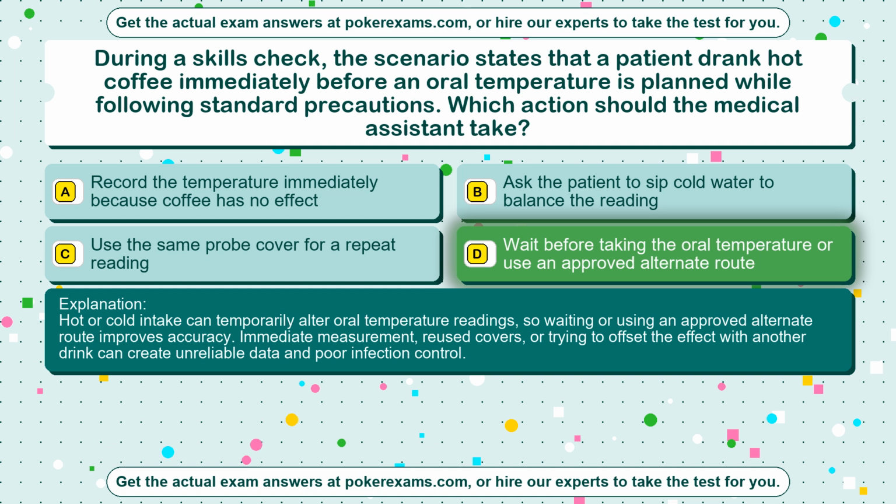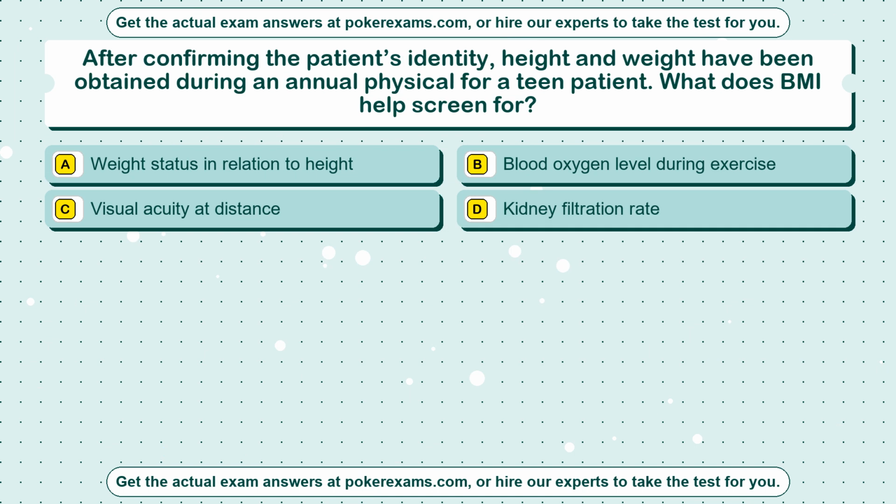control. Question 3. After confirming the patient's identity, height and weight have been obtained during an annual physical for a teen patient. What does BMI help screen for? Option A. Weight status in relation to height. Option B. Blood oxygen level during exercise. Option C. Visual acuity at distance. Option D. Kidney filtration rate.